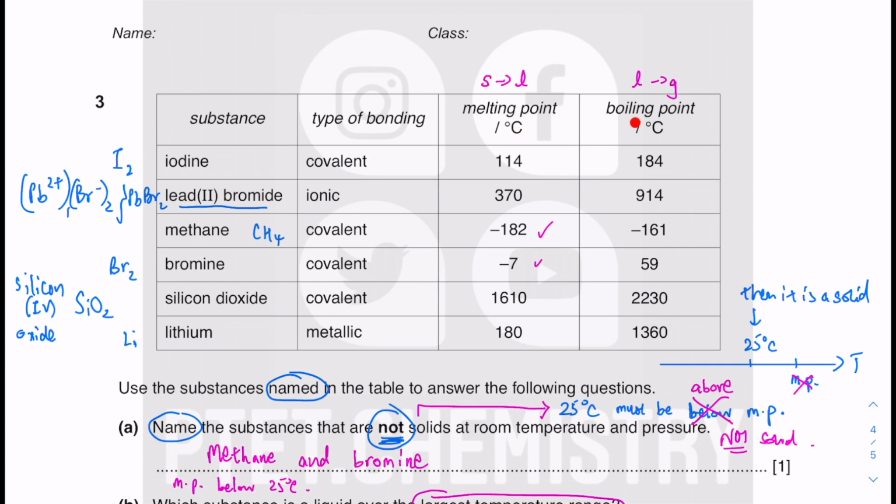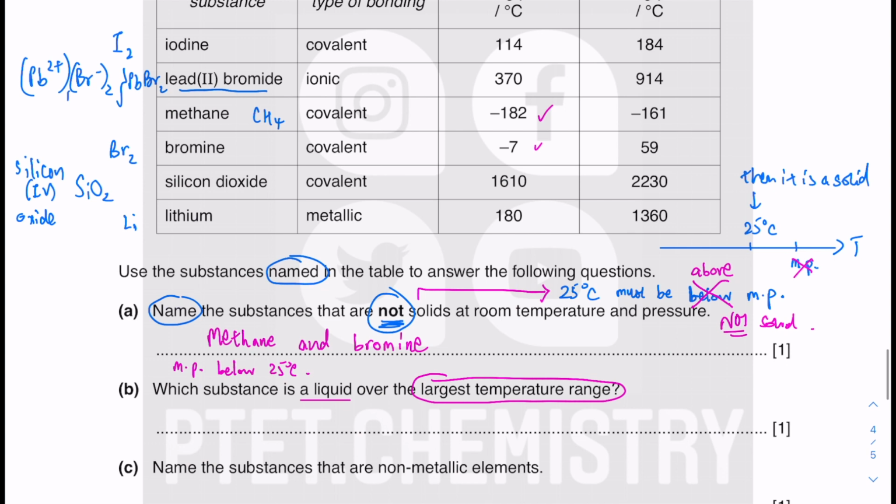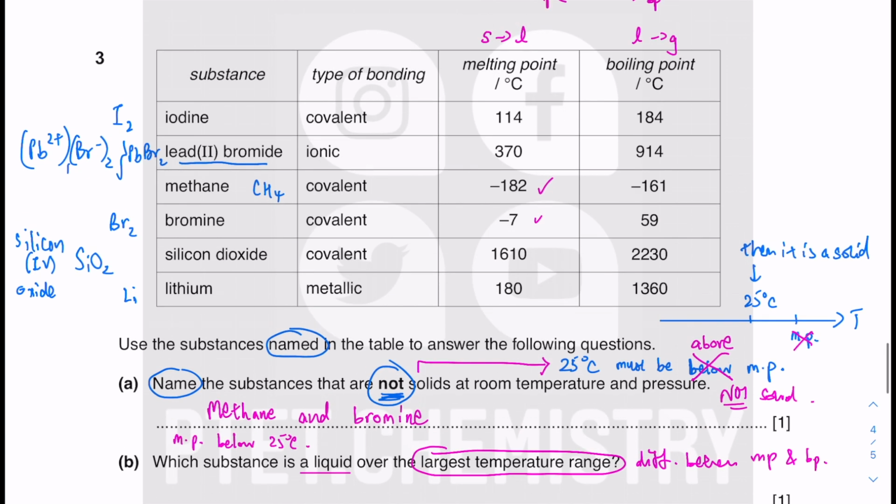Between the melting point and the boiling point, you are a liquid. Okay, between melting point and boiling point. So if you have melting point, if you have boiling point, between there you are a liquid. So finding the difference between melting point and boiling point, which is the largest? Okay, so you can calculate the difference there.